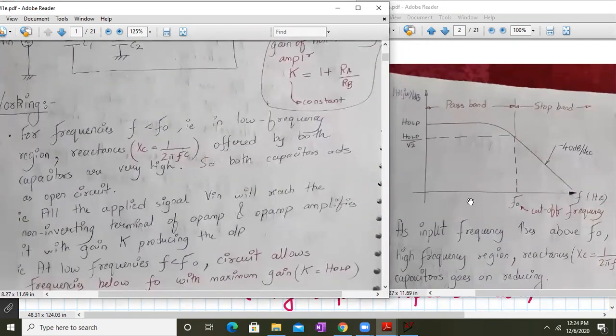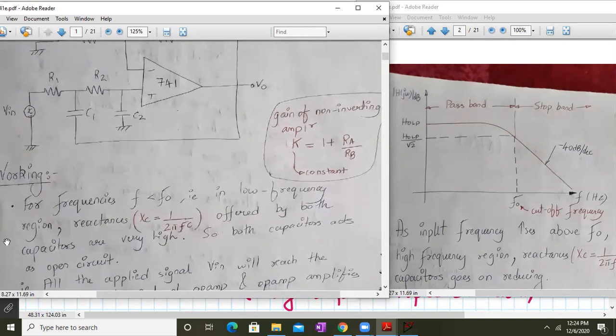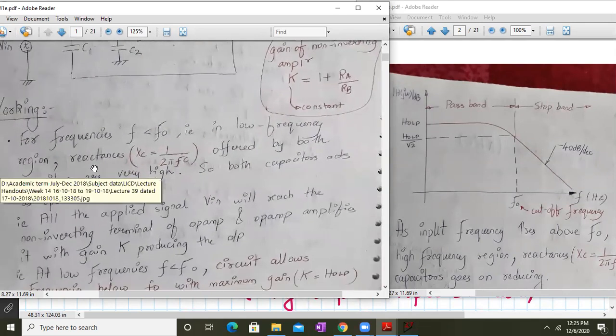Yeah. So for frequencies f less than f0, that is in the low frequency range, the reactance offered by both the capacitances is very high. So at low frequency range, reactance offered by C1 and C2 is very high because frequency is very low. Hence, both of them will act as an open circuit. So what will happen due to that? All the input applied voltage will be appearing at the output.